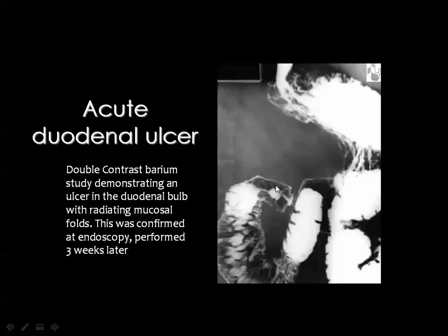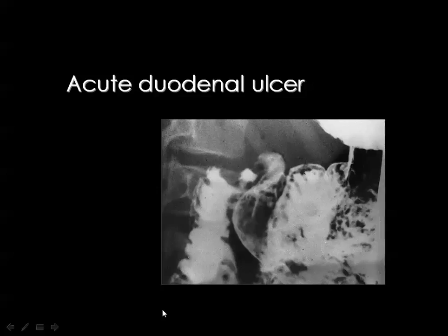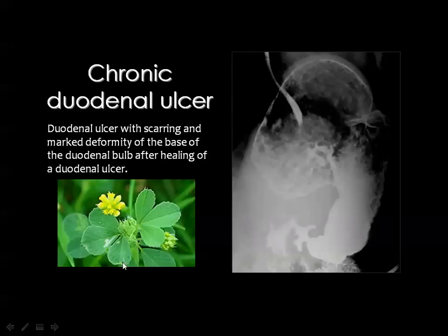You see the mucosa is reaching the edge of the ulcer, and the persistent area of barium collection in this duodenal bulb. And this is also a typical appearance of acute duodenal ulcer, a collection of barium in the duodenal bulb, and you see the mucosa reaching the edge of the ulcer.